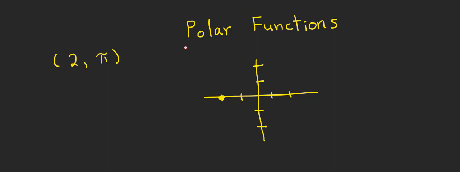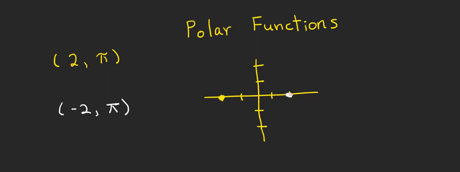On the other hand, if you want to plot negative 2 comma pi, you start from the positive x-axis and go to pi. Now, r is negative 2, so instead of going this way, you need to go the other way. So that point right there is negative 2 comma pi.